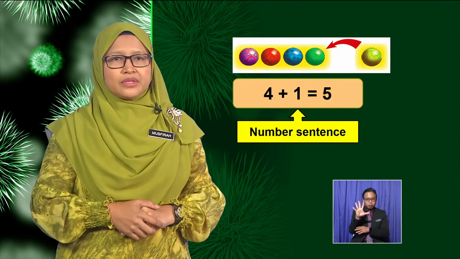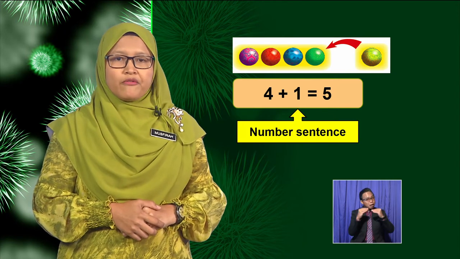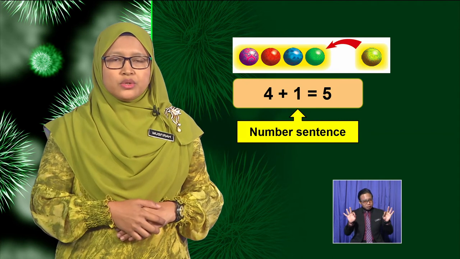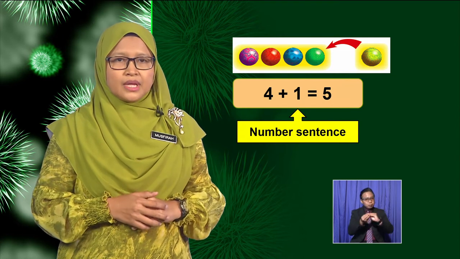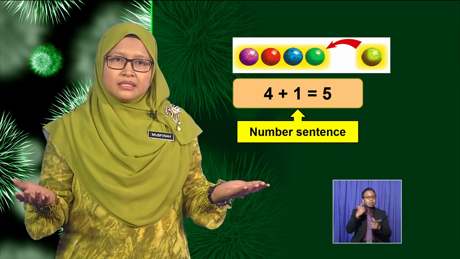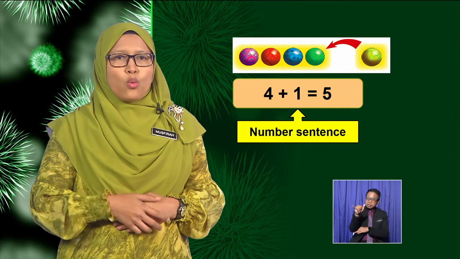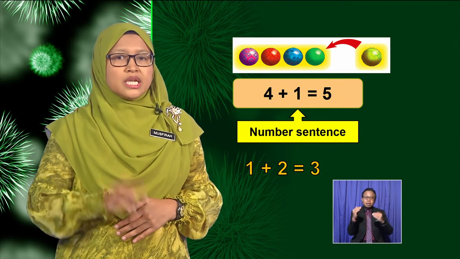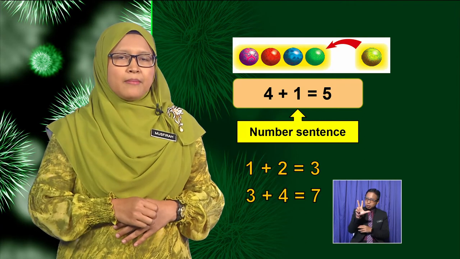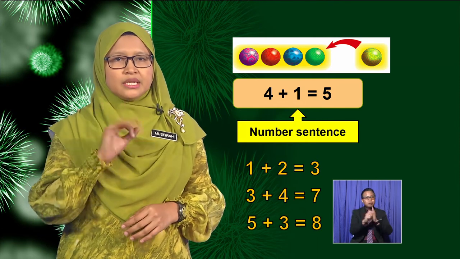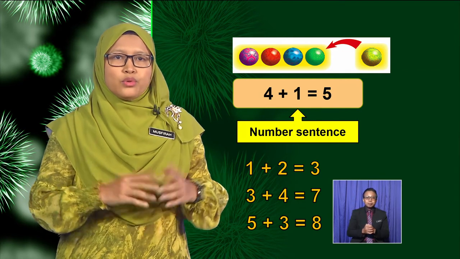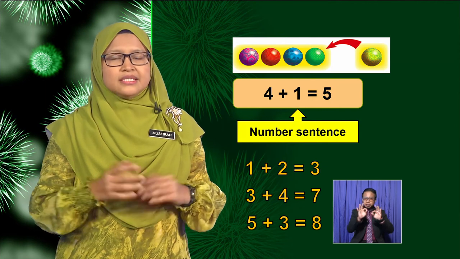Based on the previous example, we know that 4 plus 1 equals 5. 4 plus 1 equals 5 is a number sentence. We use the symbol of addition and the symbol of equal to complete a number sentence. Can you give me other examples of number sentence? Yes. 1 plus 2 equals 3. 3 plus 4 equals 7. 5 plus 3 equals 8. Those are number sentences. Well done!